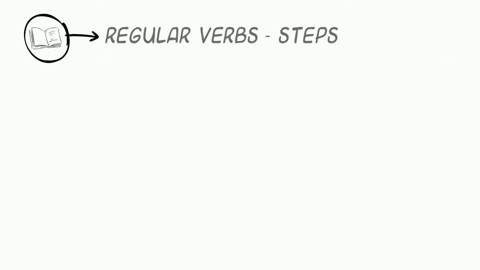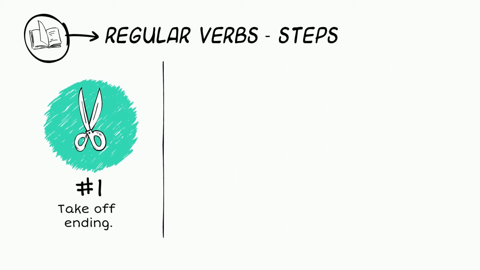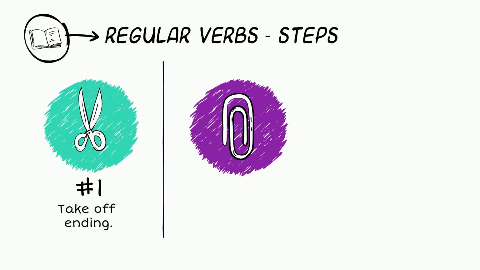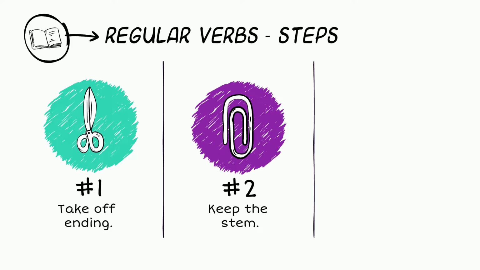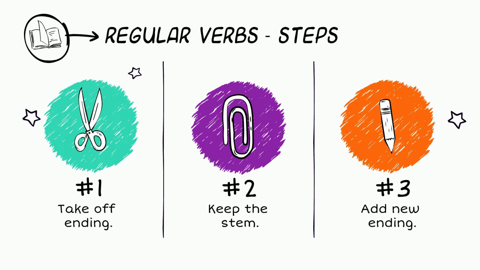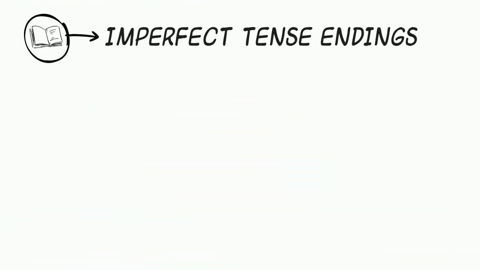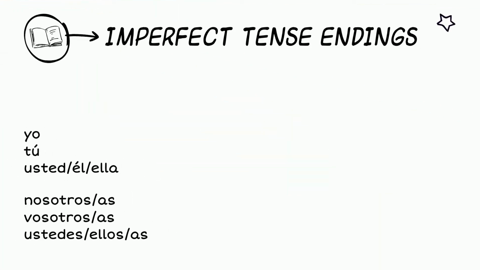Let's review the steps for conjugating regular verbs. Step 1. Drop the ending. Step 2. Keep the stem of the verb. Step 3. Add the ending that corresponds to the subject. These are the endings for the imperfect tense.